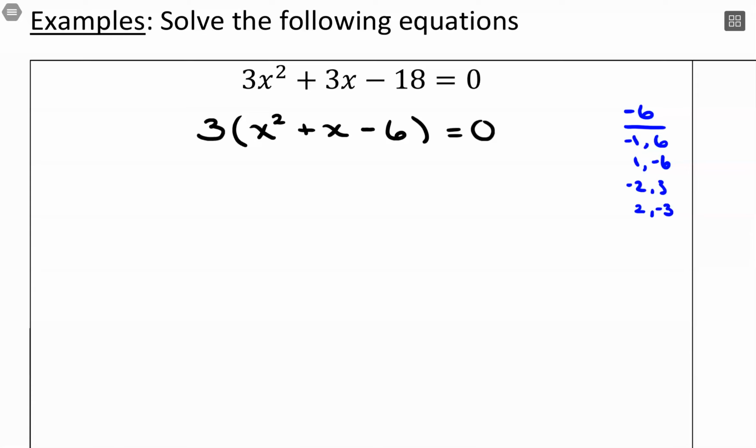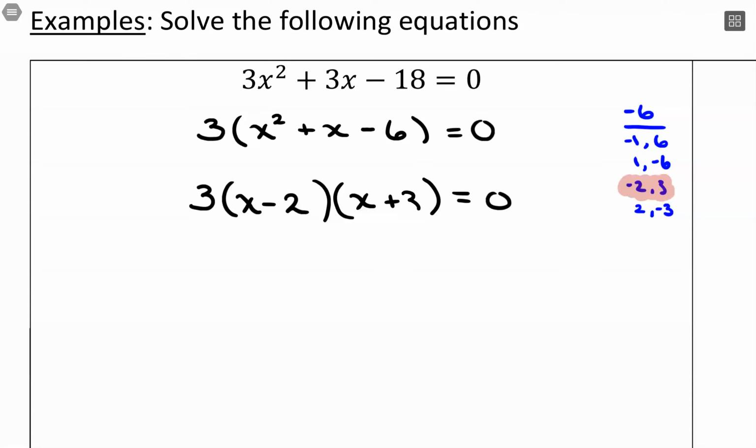And I want to see which of those add up to a positive 1. So I'm looking at the number next to x. Here I have 5, negative 5, positive 1, negative 1. So I want to use that negative 2 and positive 3. For this method, I separate into my two factors, and I would have an x with a negative 2 and x with a positive 3. So here's my factored form.